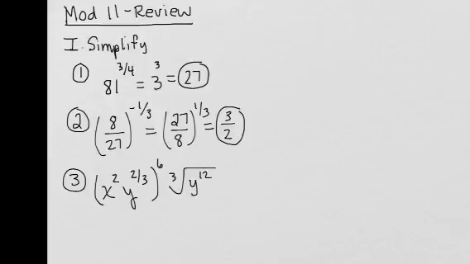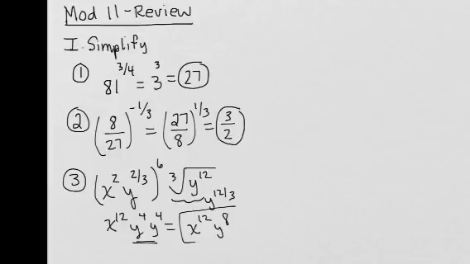Okay, so in this problem, the 6 has to be distributed to the power of 2 and the power of 2/3. So then this is going to make it x to the 12, because when it's power to power you multiply. And then for the y, it's going to be 12 over 3, which is 4. And then this part over here with the radical, y to the 12/3, simplifies to y to the 4th. Okay, so I have two y's right here, so I can combine them. x to the 12th, y to the 8th. And that's as simplified as we can get it.